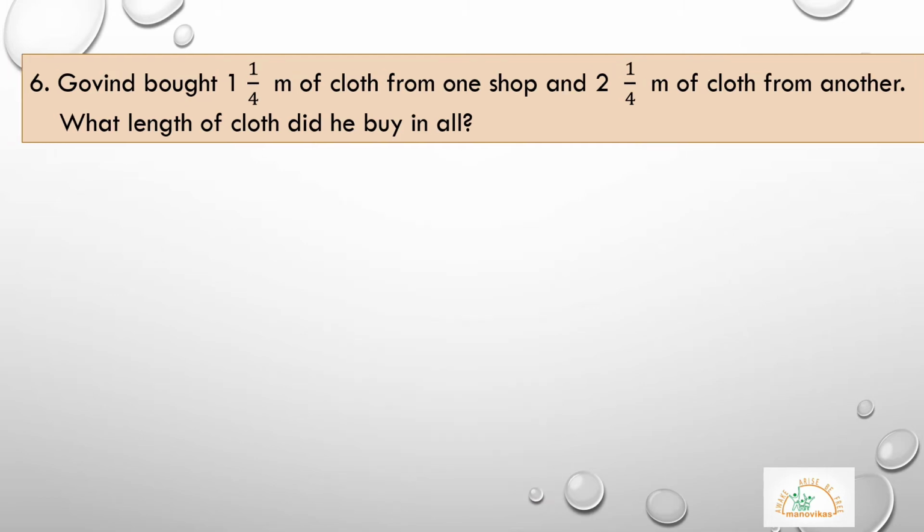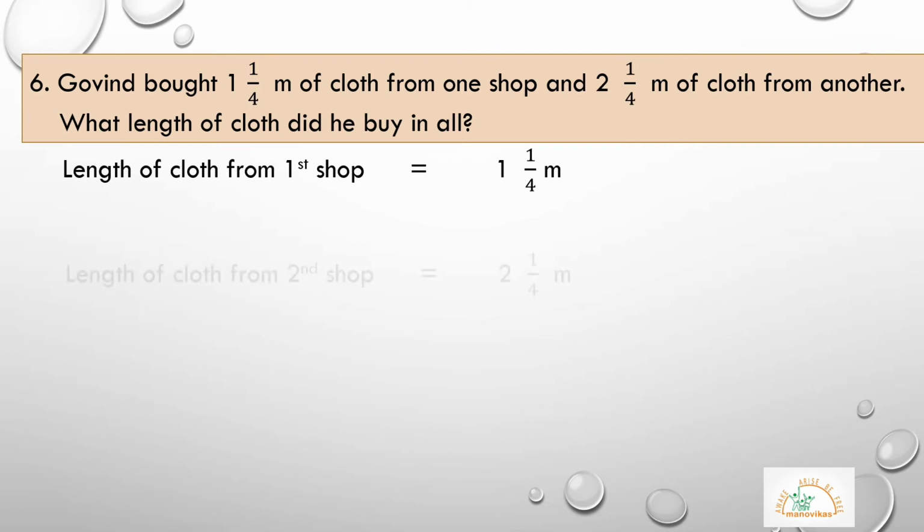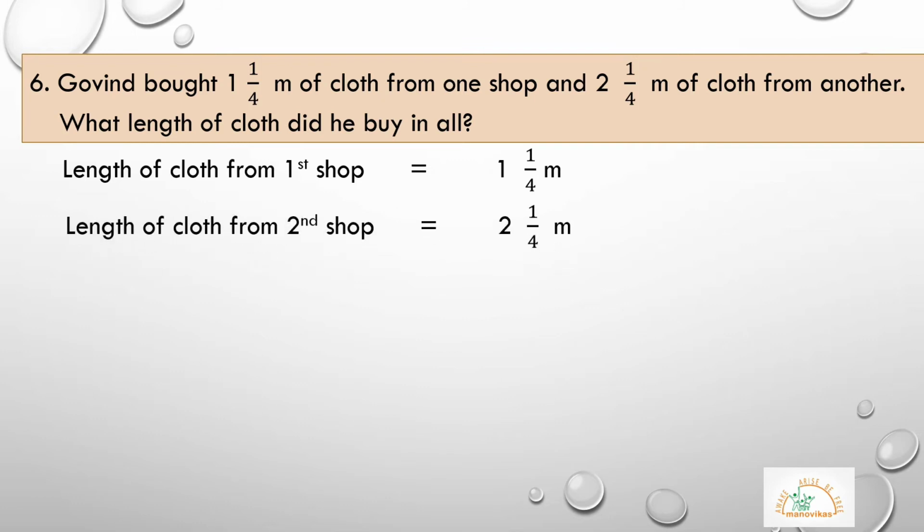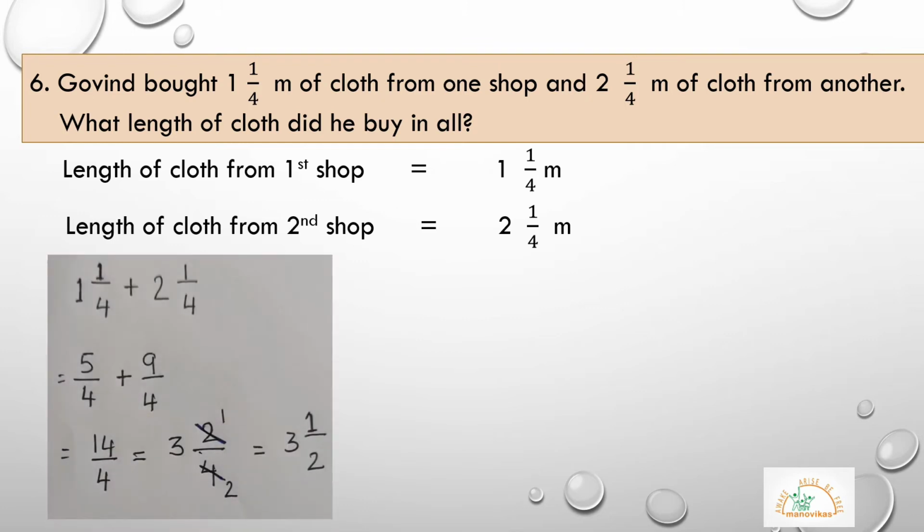Here is the solution. Length of cloth from one shop is equal to 1 1/4 meters. Length of cloth from second shop is equal to 2 1/4 meters. So here is how we have added. First, convert it into an improper fraction. You get 5 upon 4 plus 9 upon 4. Both are like fractions, so it is easy to add. 9 plus 5 is 14.